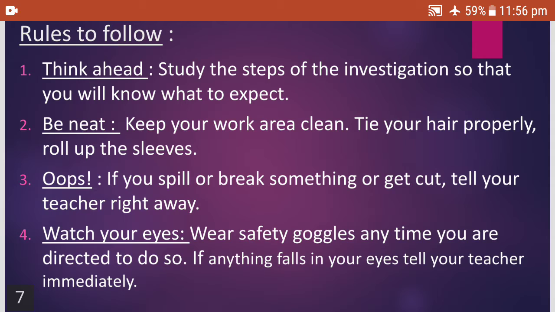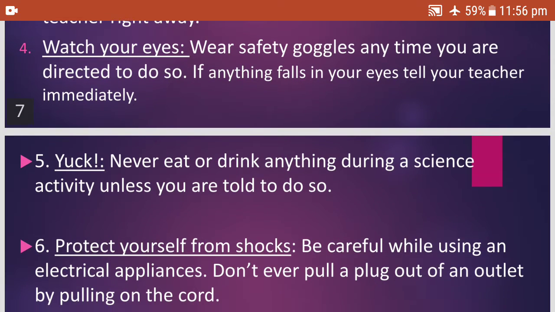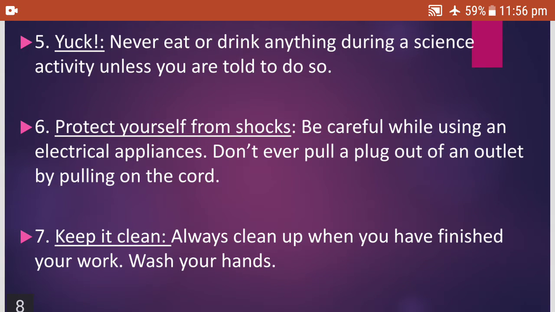Oops. Number 3. If you spill or break something or get cut, tell your teacher right away. Number 4. Watch your eyes. Wear safety goggles anytime you are directed to do so. If anything falls in your eyes, tell your teacher immediately. Number 5. Yuck. Never eat or drink anything during a science activity unless you are told to do so.